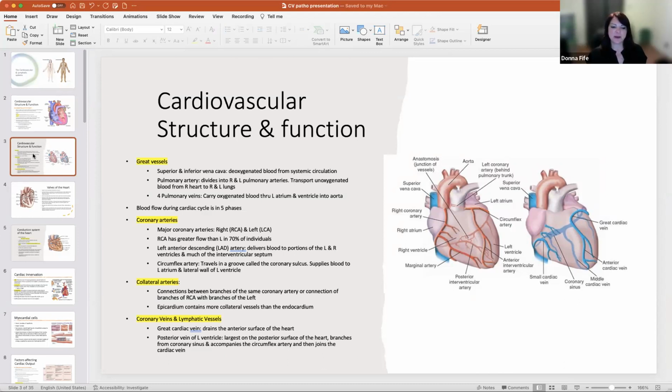Coronary veins and lymphatic vessels. The great cardiac vein drains the anterior surface of the heart, and posterior vein of the left ventricle. This is largest on the posterior surface of the heart and branches from the coronary sinus and accompanies the circumflex artery and then joins the cardiac vein.